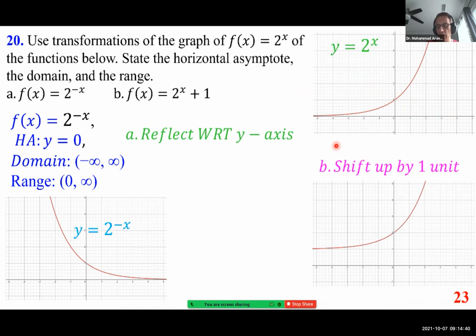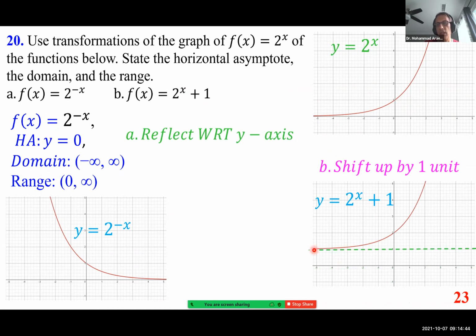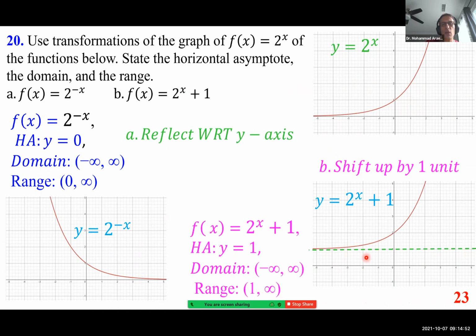We shift it by 1 unit, and therefore it creates a different horizontal asymptote. Therefore, when you go to this function, the horizontal asymptote changes from y equals 0 to y equals 1. The domain doesn't change. And therefore, the range, which was 0 to infinity, also changes, going up to 1 to infinity.